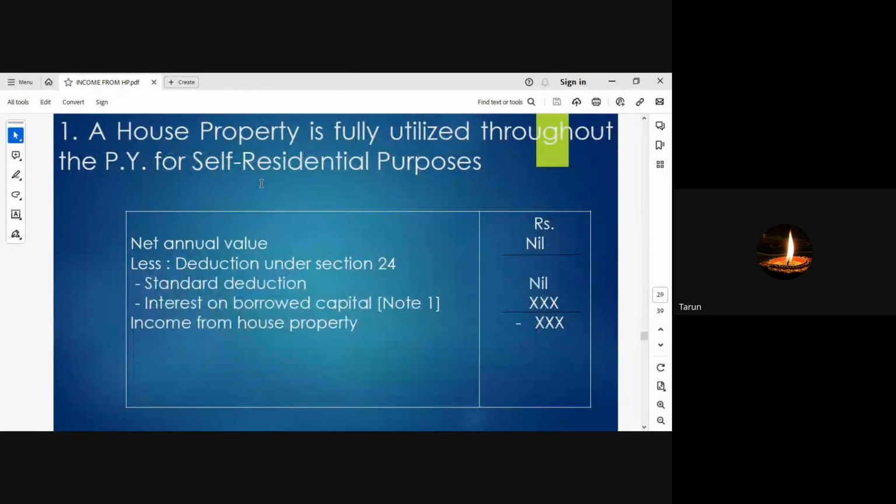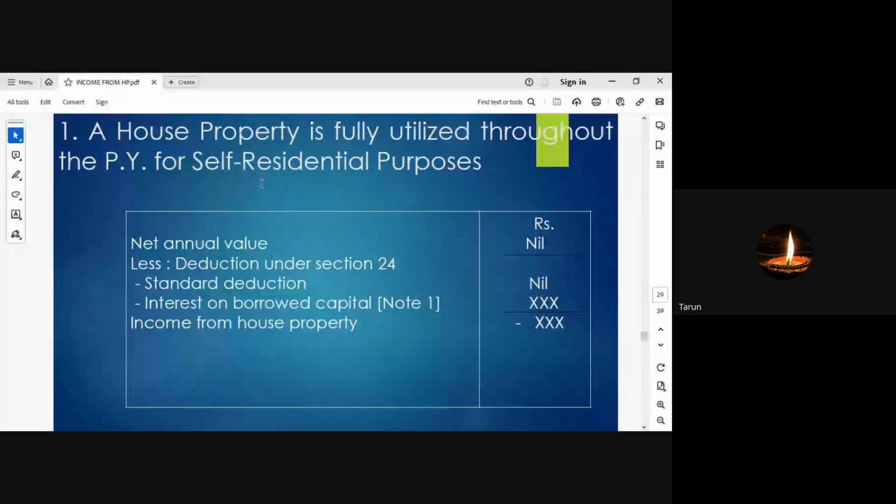So this is a particular format, and calculating the income from house property for self-occupied property is far easier than for the let out cases. So let's talk about the net annual value. In the let out property, we need to calculate the gross annual value, then the net annual value. But here we need only the net annual value, which is given in the question. So the net annual value is nil.